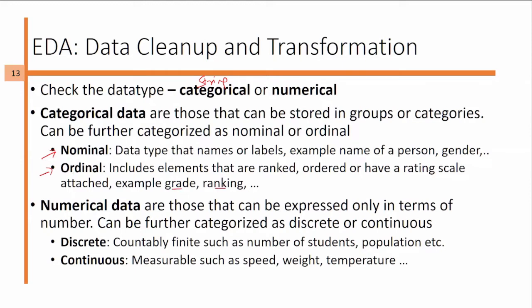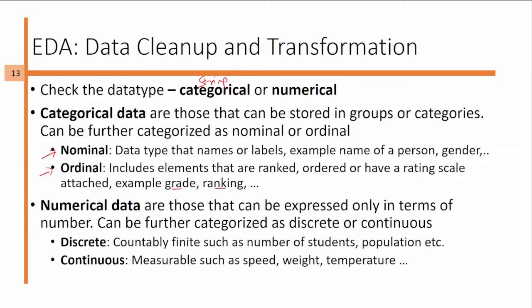Now if you know that it is ordinal, that there's some order, then you can check the particular column and see whether all the values are in that particular order or not. So we first need to find out whether it is categorical or numerical, and then if it is categorical, whether there's some ordering or ranking in the data.